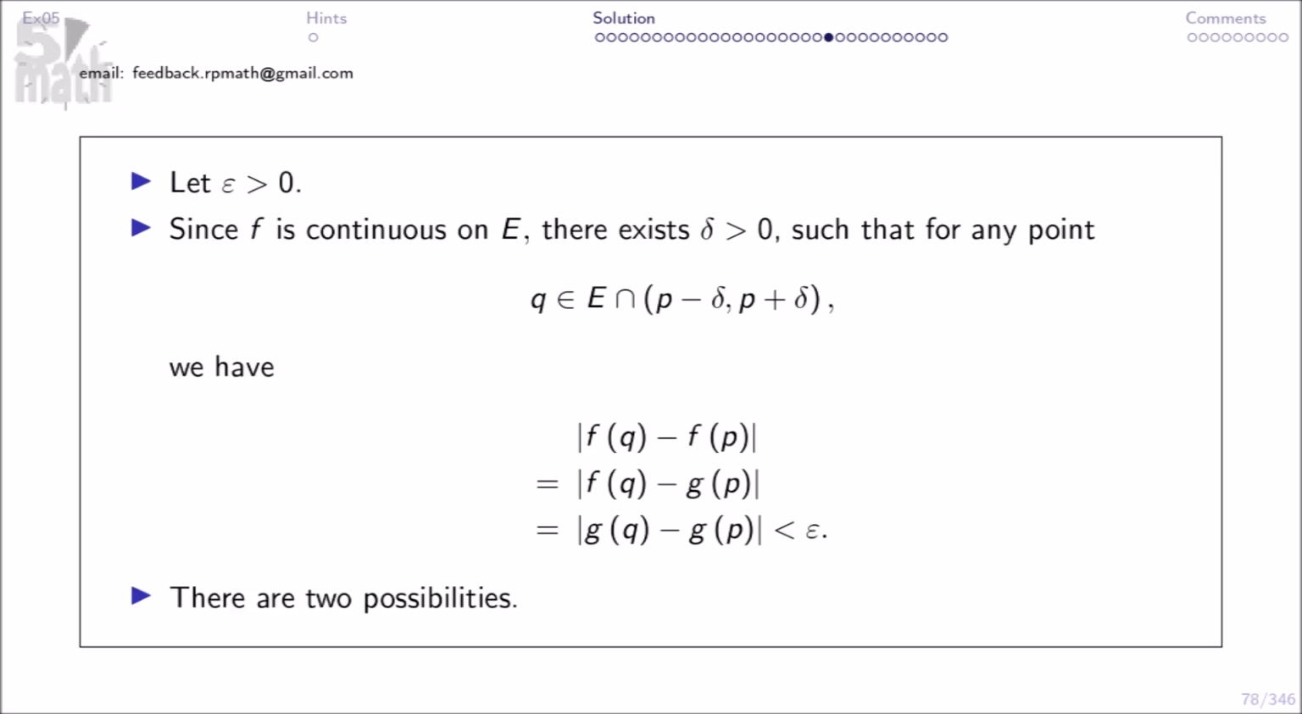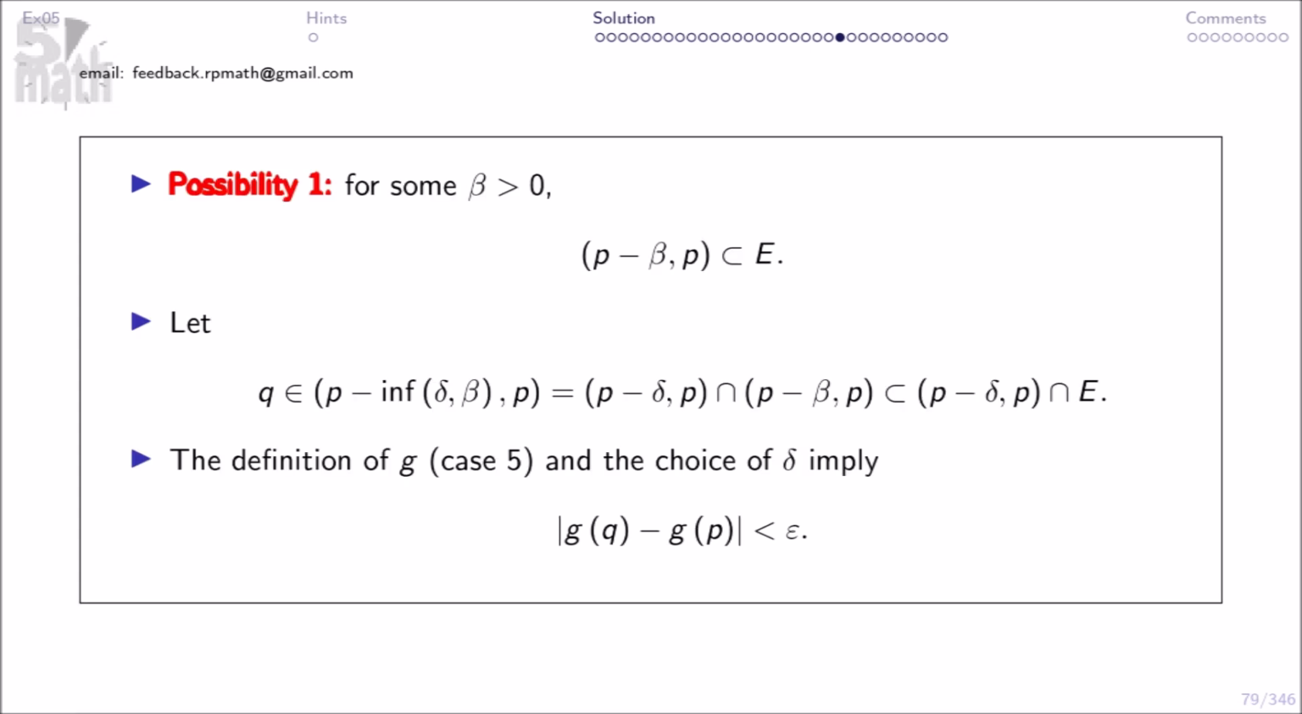Let epsilon be greater than 0. Since f is continuous on E, there exists delta greater than 0, such that for any point here, we have this. There are two possibilities. Possibility 1. For some beta greater than 0, this, let this. The definition of G, case 5, and the choice of delta imply this.